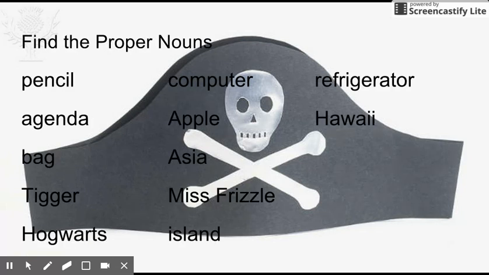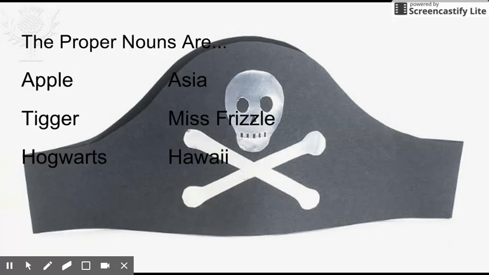All right, so here's that list of words again. This time, write down only the proper nouns that you find. And think about what we just talked about with what is a proper noun. All right, so now the proper nouns, you can see what they all have in common. They have capital letters and they're referring to something specific. So apple here is not a common noun because I'm referring to the company. Asia is the name of a continent. Miss Frizzle is the name of a teacher, a character in a book. Tigger is from Winnie the Pooh. Hogwarts is a specific place in Harry Potter. And Hawaii is a place in the United States, a state.